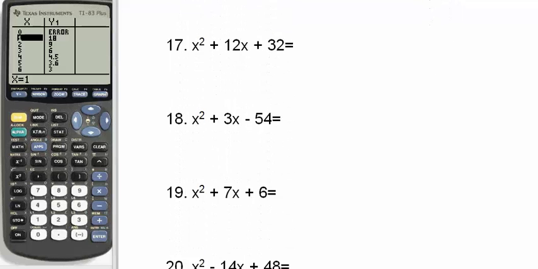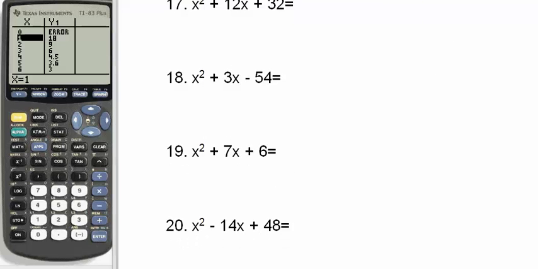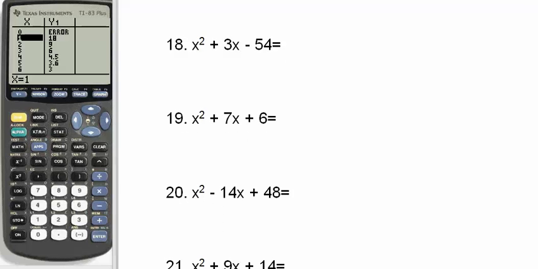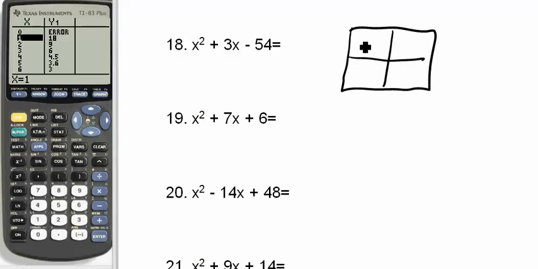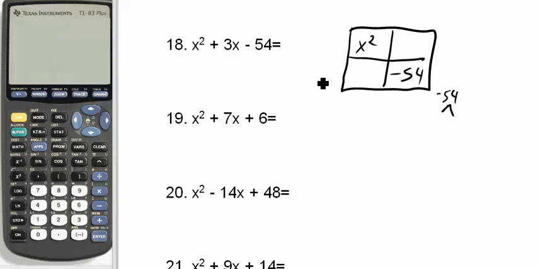I'm actually going to skip down to some where we have a negative here and take a look at this one. So here we go. Because this is a little different with the box method. So we have our x squared and our negative 54. So we're looking at negative 54, and the factors of 54 that when we subtract them, because they're going to be different signs to make it negative, equal 3.